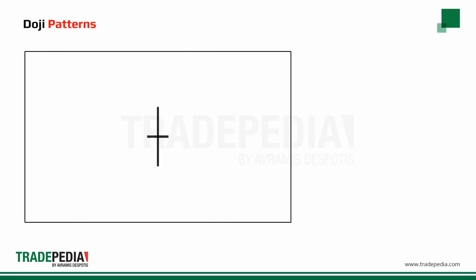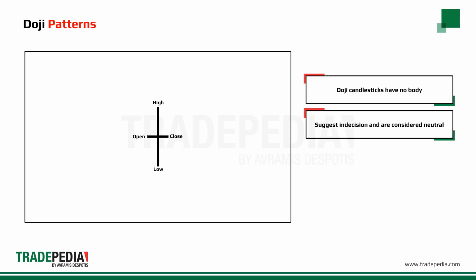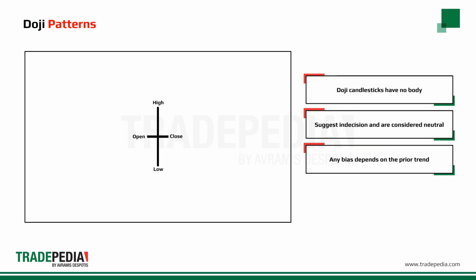A well-known type of candle is the doji candlestick. Dojis have no body, because they have the same or almost the same open and close price. They generally suggest indecision or a struggle between buyers and sellers, and therefore are considered neutral patterns. Any bullish or bearish bias depends on the prior trend, with confirmation coming from the candle after the doji.